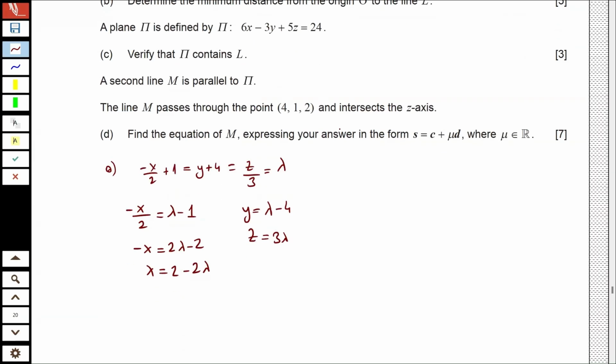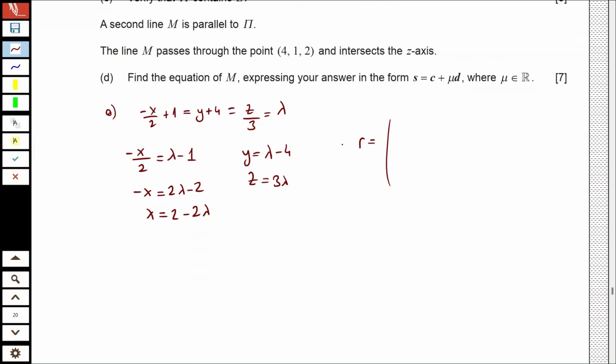In this case, we can write r equals, for x, the initial point is 2, for y is minus 4, for z is 0, plus lambda times the coefficients: for x minus 2, for y is 1, and for z is 3.